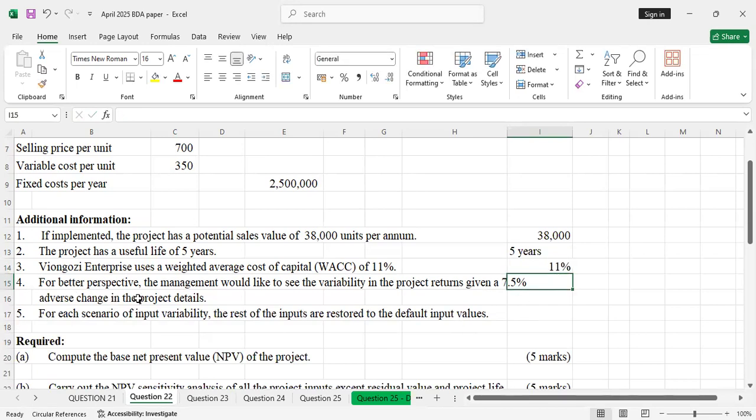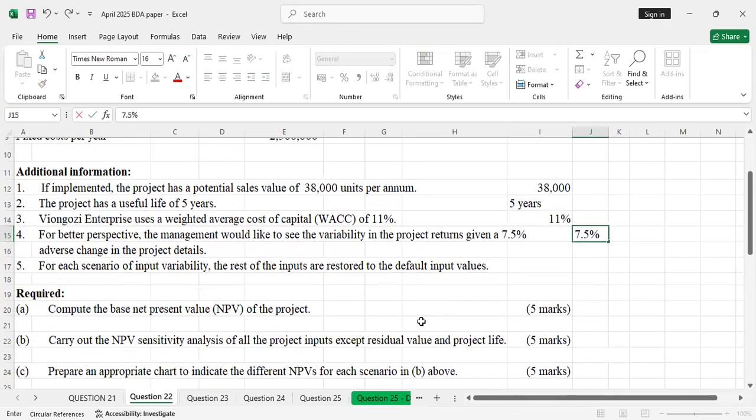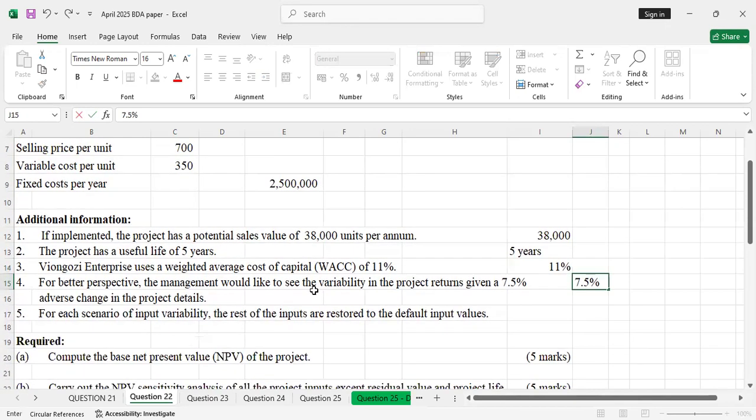Then for better perspective, the management would like to see the variability in the project returns given a 7.5% adverse change in the project details. So we'll have an adverse variance of 7.5%. Five, for each scenario of input variability, the rest of the inputs are restored to the default input values. So it means that as you do the sensitivity analysis, the other factors remain constant.